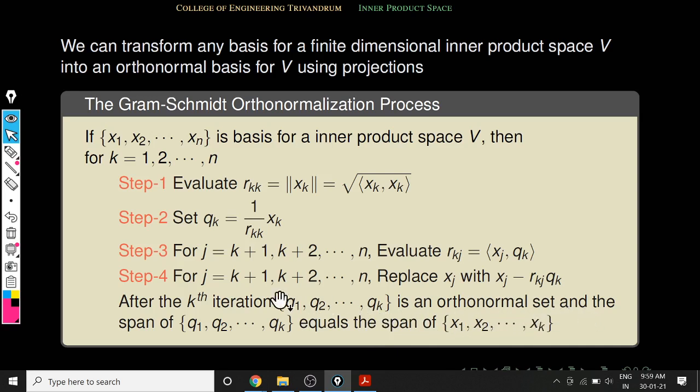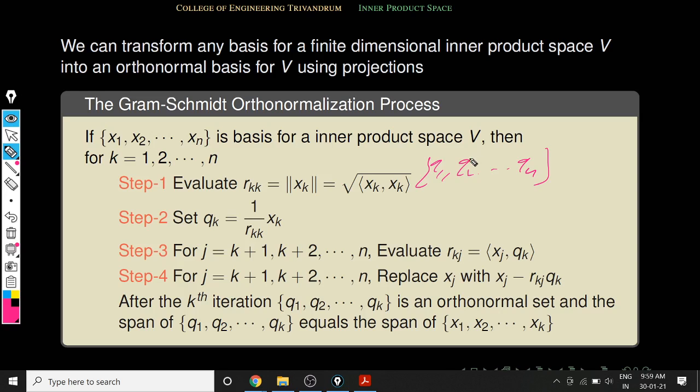After the kth iteration, q1, q2, up to qk is an orthonormal set, and there is a very interesting property of this new set: the span of q1, q2, up to qk is equal to the span of x1, x2, up to xk. So in general, after n iterations, the span of q1, q2, up to qn is the same as the span of x1, x2, up to xn. That means the two sets span the same vector space, and we know that q1, q2, up to qn is orthonormal, so this is a linearly independent set. That's why the set q1, q2, up to qn is an orthonormal basis for V.